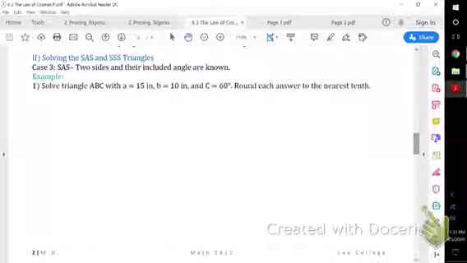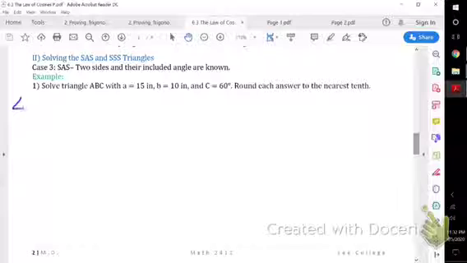But let's move on to part 2 here, where we're solving side-angle-side triangles. So case 3, we had done the other 2 cases with the law of sines, but now what if they give us 2 sides and the included angle? So let's look here. It says in example 1, solve triangle ABC with A is 15 inches, B is 10 inches, and angle C is 60 degrees. Round each answer to the nearest tenth.